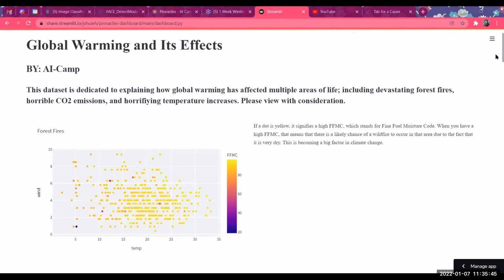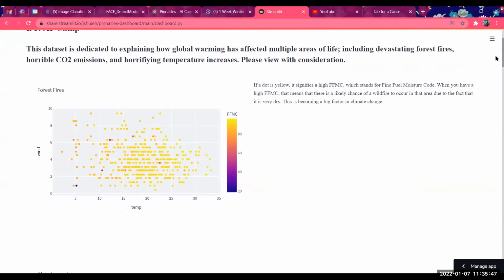Please view with consideration. On the first graph, if a dot is yellow, it signifies a high FFMC, which stands for Fine Fuel Moisture Code. When you have a high FFMC, that means that there's a likely chance of a wildfire in that area due to the fact that it is very dry. This is becoming a big factor in climate change.